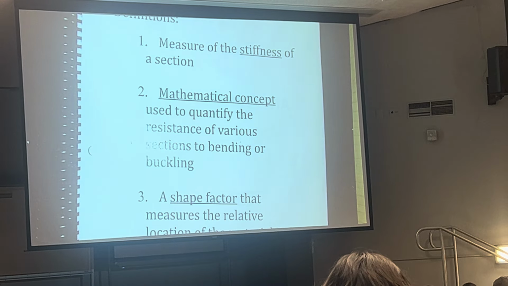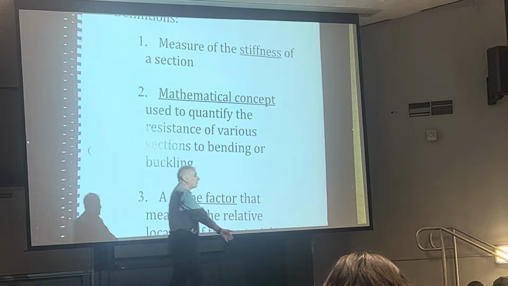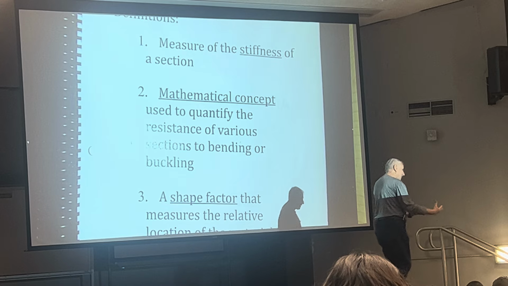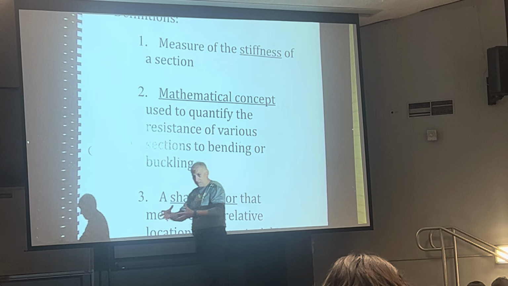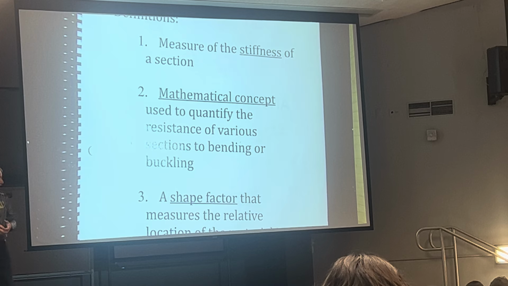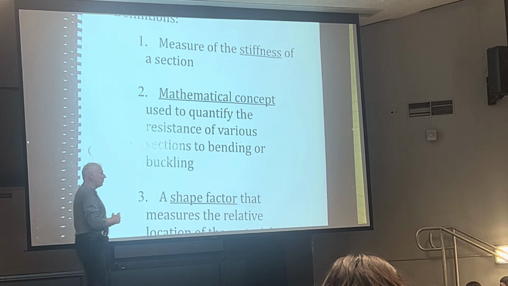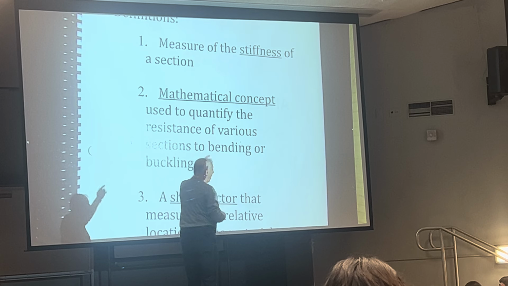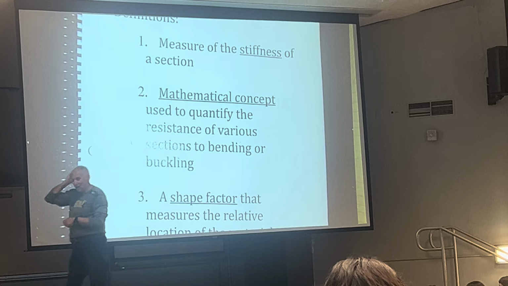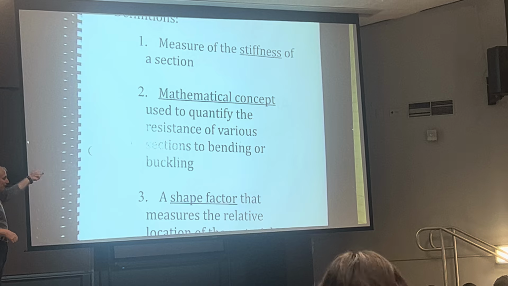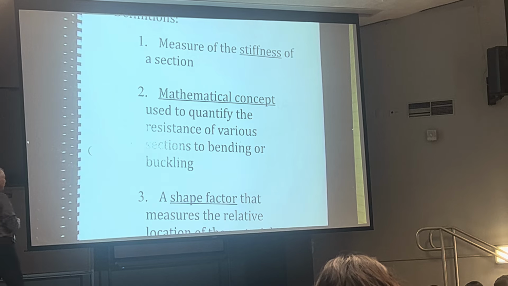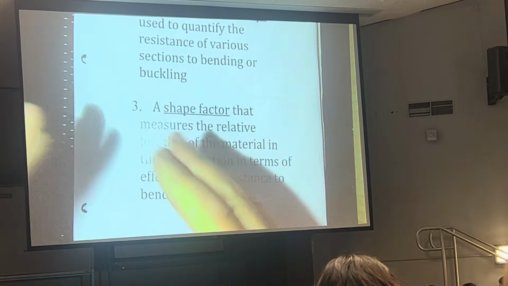Another way of saying it is a mathematical concept. We human beings want to put a number to everything. We got a speed, we put a number to it, 60 miles an hour. Acceleration, 10 feet per second squared. We want to quantify just about everything we can. So this is our way of quantifying the stiffness of a section. Notice what it says: a mathematical concept used to quantify, to give something a number that shows its ability to resist bending or buckling.